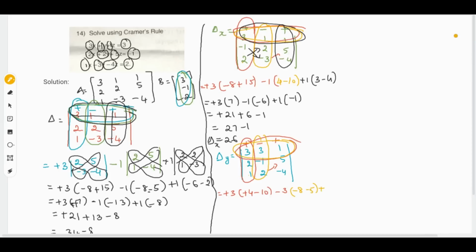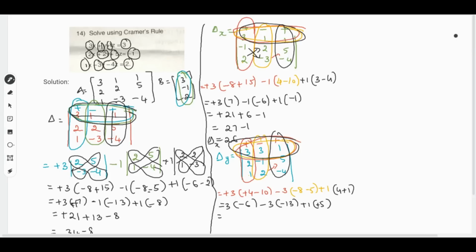Then if you take the last one, plus 1, it will be plus 1 into 2 2s are 4, minus into minus plus, 1 1s are 1. So if you simplify this, 3 into minus 6 minus 3, 8 minus 8 minus 8, 13 plus 1, 5 plus 5.